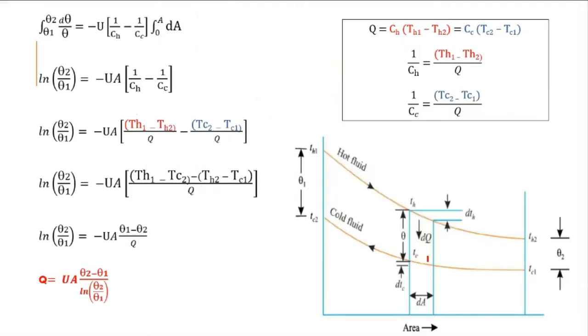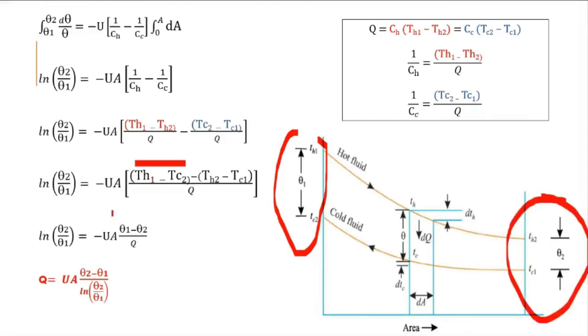Fine. So after rearrangement, we are getting minus UA times Th1 minus Tc2 minus Th2 minus Tc1, whole divided by capital Q. The term Th1 minus Tc2 is equal to theta 1, and Th2 minus Tc1 is equal to theta 2. So the same expression can be rewritten as ln theta 2 by theta 1 is equal to minus UA times theta 1 minus theta 2 divided by capital Q. We can take the minus sign inside, so the signs change and it becomes theta 2 minus theta 1.